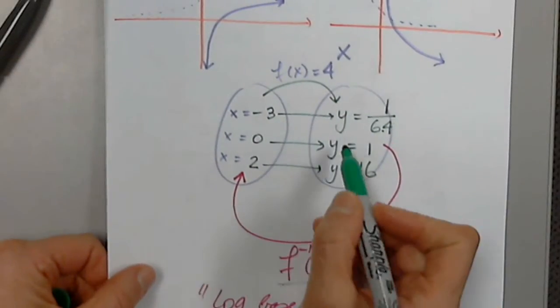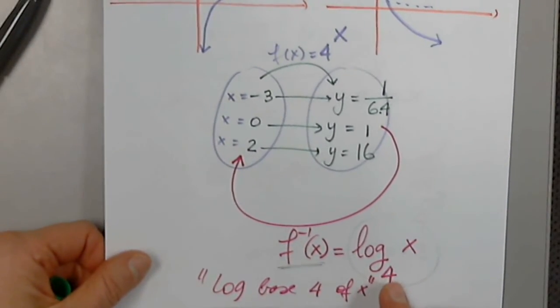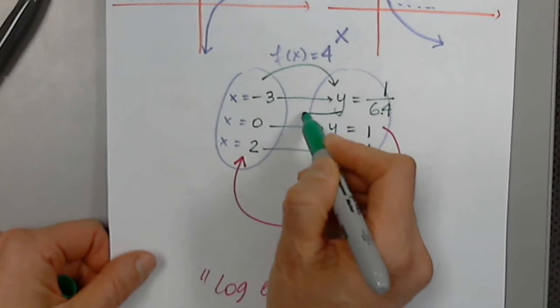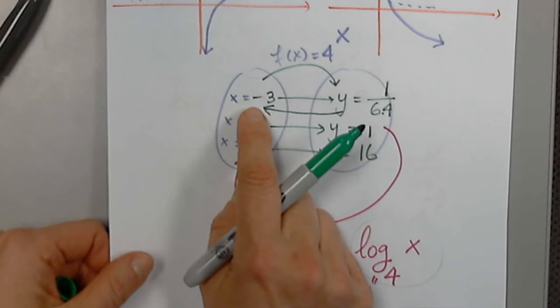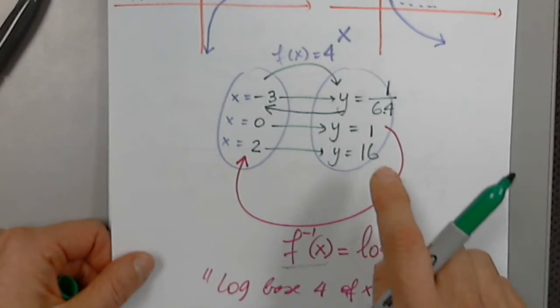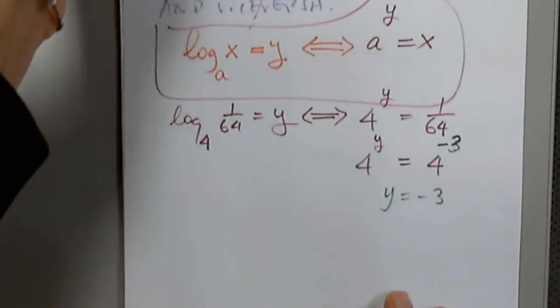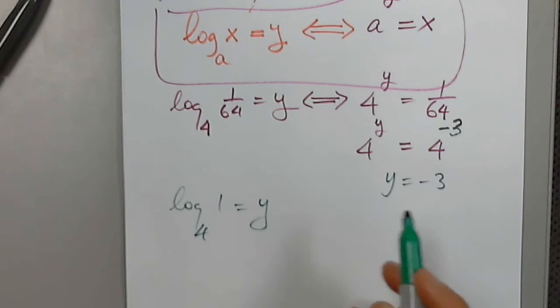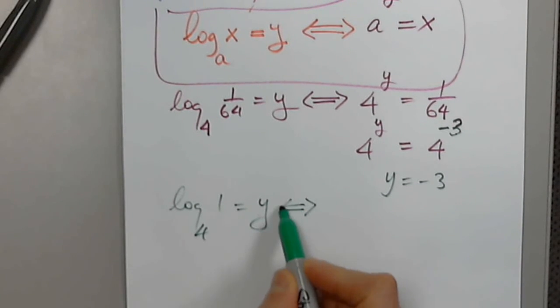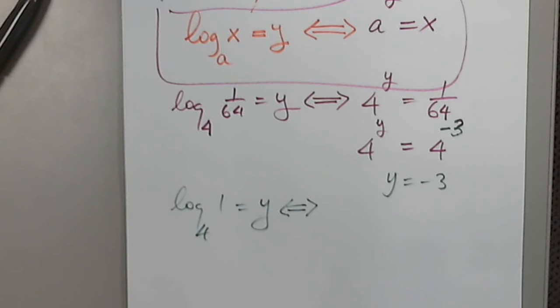So we showed that when we apply this function to 1 over 64, the outcome is -3. Agreed? Now I'm going to apply it to 1. So now I have log base 4 of 1 is y. I don't know how to solve this, but I know that any log equation can be replaced by an exponential equation. So how do I write it?